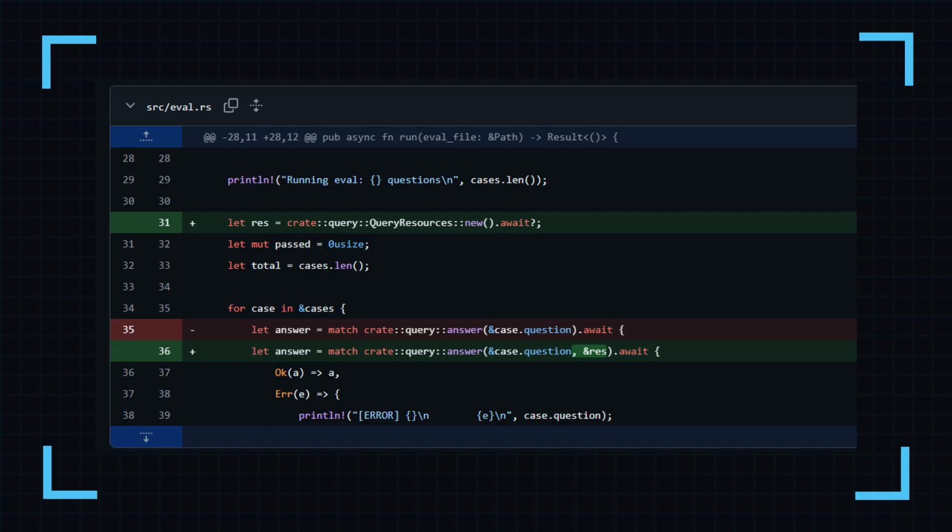The fourth was in the eval subcommand. The answer function created a fresh set of resources on every call, a new Qdrant connection, a new HTTP client, which meant a 30-question eval was opening and tearing down 30 separate connections. The fix was creating one shared resource set at eval startup and passing it to each question.